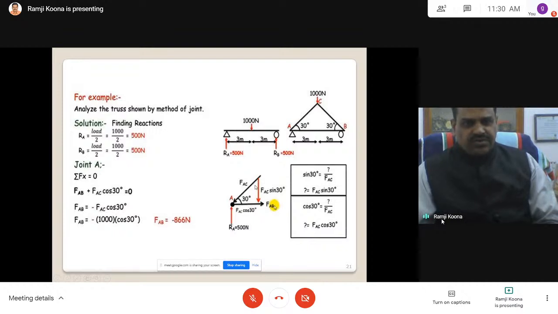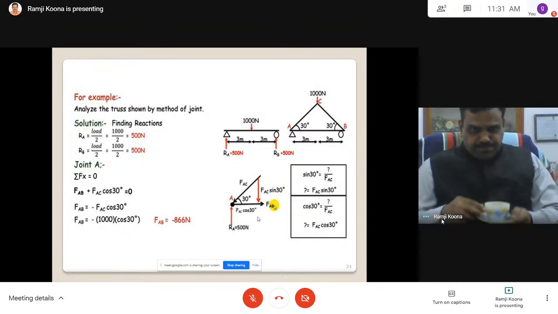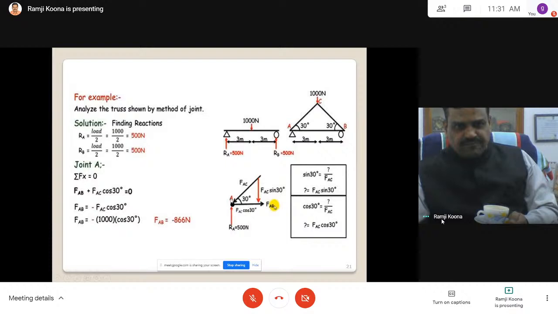This FAC now resolve into two components: FAC sin 30, FAC cos 30. Now this is the vertical reaction. Sum of the force in x direction is 0, sum of the force in y direction is 0. In y direction, this is the vertical reaction, and this is the downward FAC sin 30. This is equal to this. That is one equation.